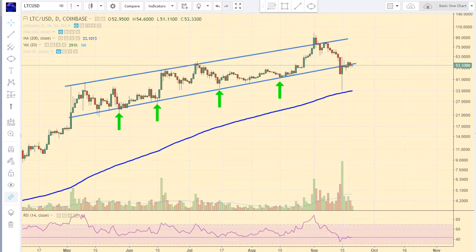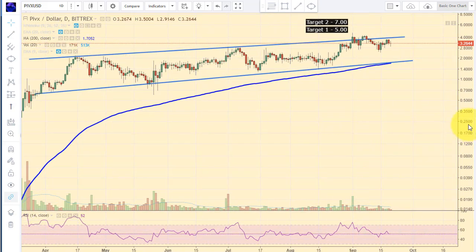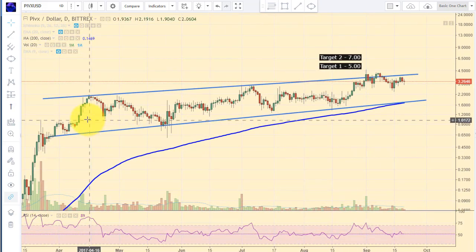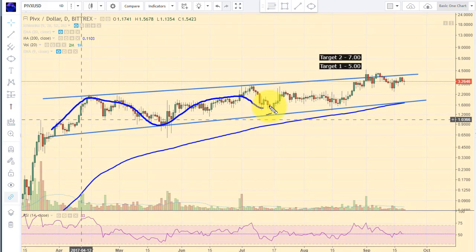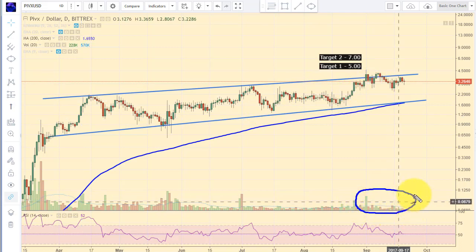Okay, let's go to my favorite coin as always, PIVX. I'm always pushing the PIVX. You know why? I just really love it. We channeled up like Litecoin. The volume's not that high. That's a weak point here. There's not so many people trading PIVX, but it's kind of like my lottery play, my extra coin.